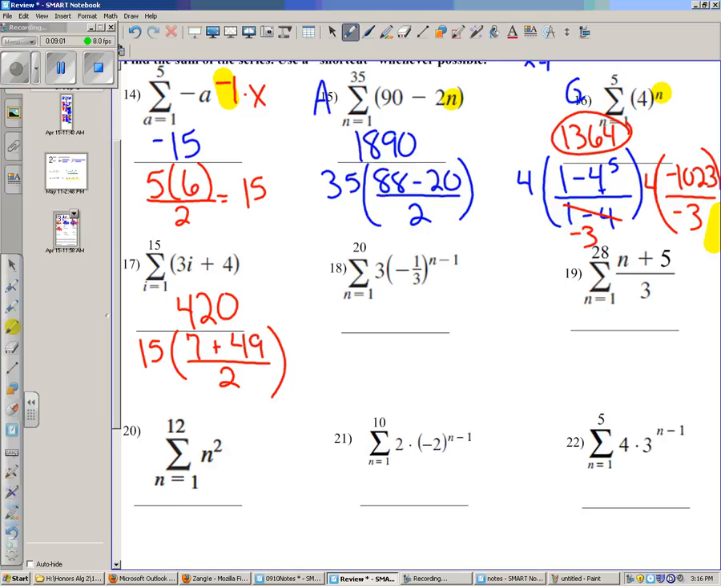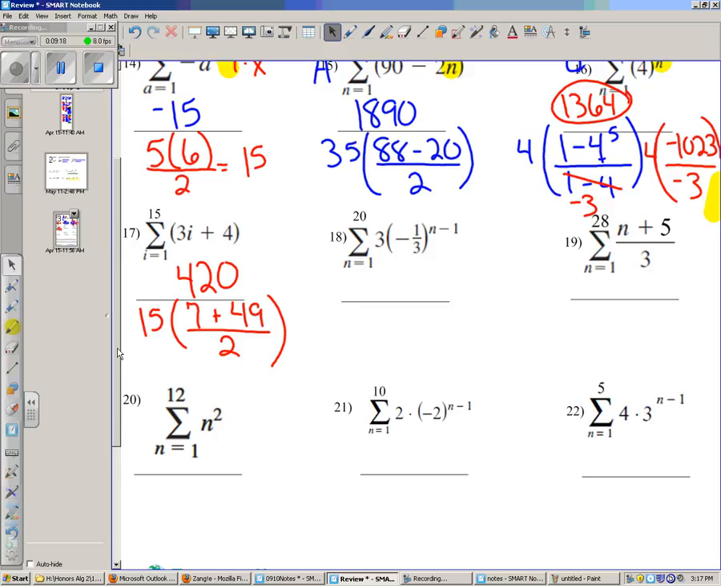18 I'm going to come back to in just a second because I'm going to have to space this out a little bit more. 19 is also linear because if I do break this down, this is 1/3 n plus 5/3. But for the sake of the formula, I'm going to leave it as is because it works out really well. So the formula says I should take, again, the total number of terms, which is 28.